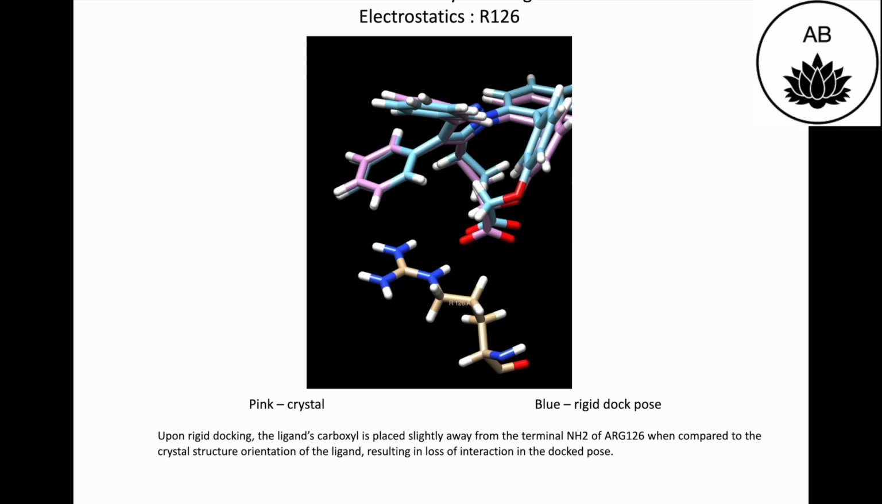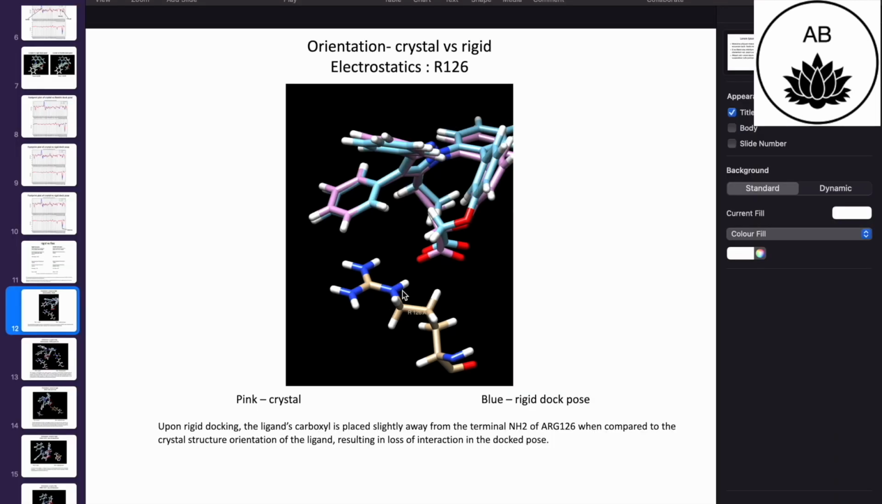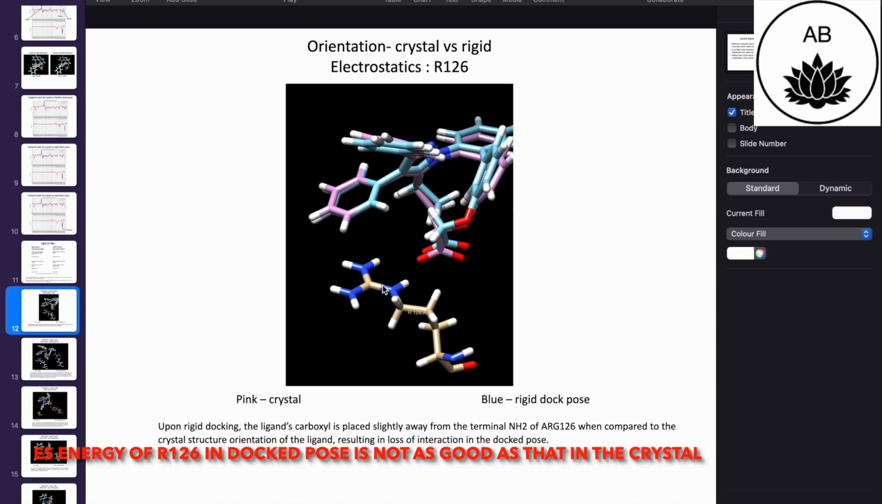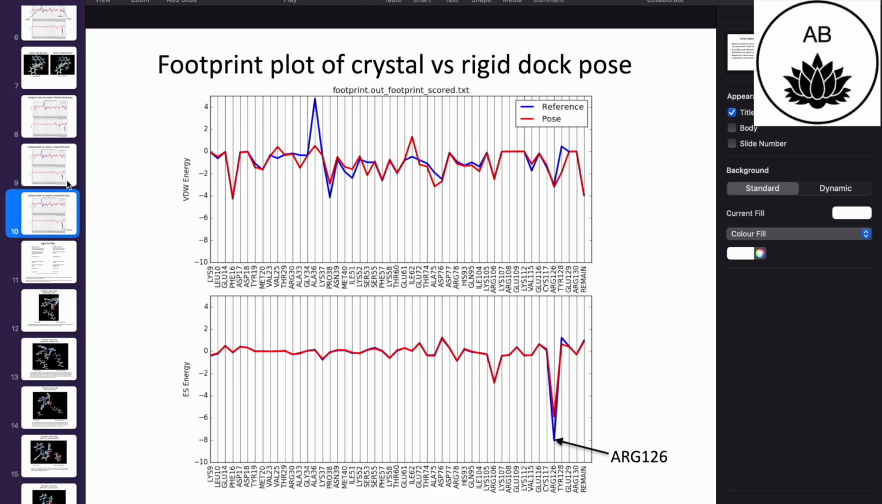And again, you notice that there's a deviation between the structures where the rigid docked pose has actually moved away a bit. So if you follow my cursor, if you look at the carboxyl groups of the ligand, the rigid docked pose has moved away from this NH as well as this one over here. So the electrostatics energy is not as good as what it was in the crystal structure, which is why you see that arginine 126 of the receptor is less stable with the rigid docked pose as compared to the original crystal structure.